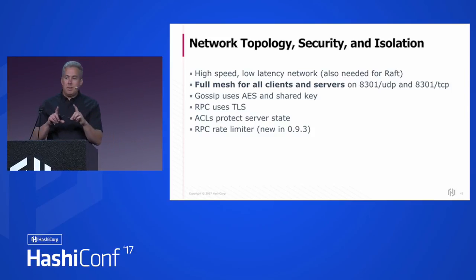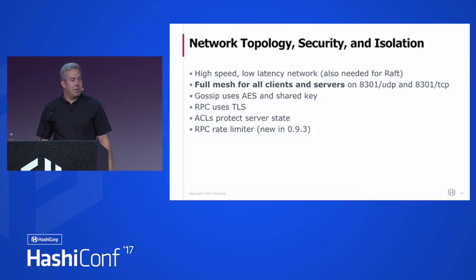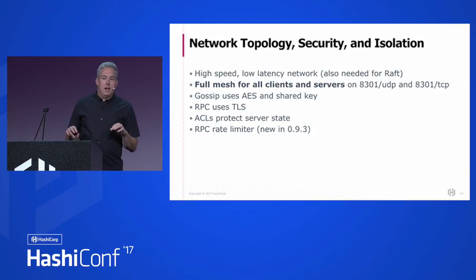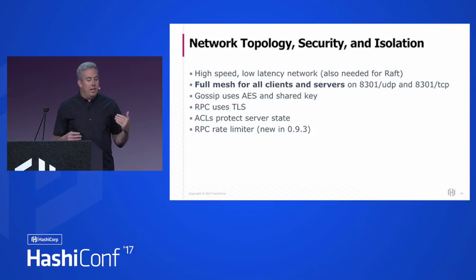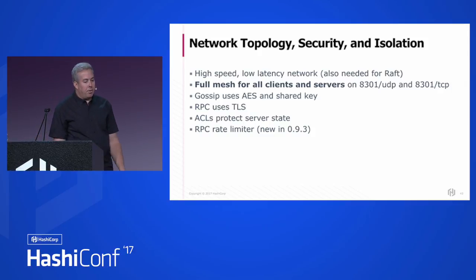As we saw in the gossip example, node A chose to probe node X, but in general, any node could choose to probe any other node as part of the gossip system. So you basically have to have every machine in this cluster open to speak, by default on port 8301 on UDP and TCP protocols. For security, the gossip protocol uses AES and a shared key, and then the RPC, so those black lines we saw going from the clients up to the servers and between the servers, that's all secured with TLS.